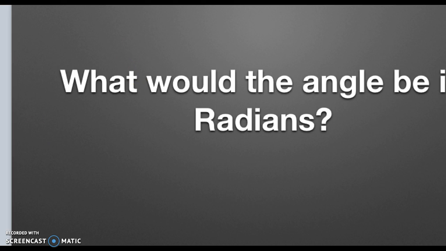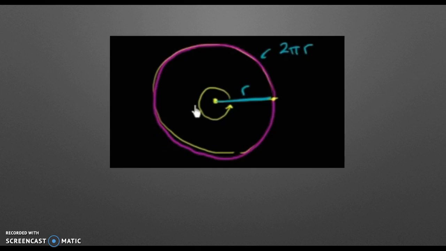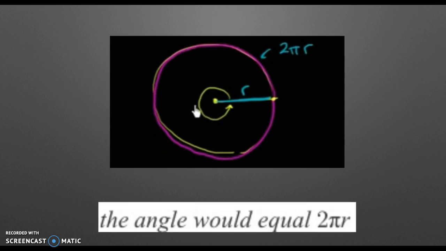What would the angle be in radians? Well, let us think of the arc that subtends the circle below. The arc is the entire circumference of the circle. If the radius is length r, then the length of the circumference is 2 pi radius. So then, what would the angle equal? The angle would be equal to 2 pi radians because it is subtended by an arc of 2 pi radii.